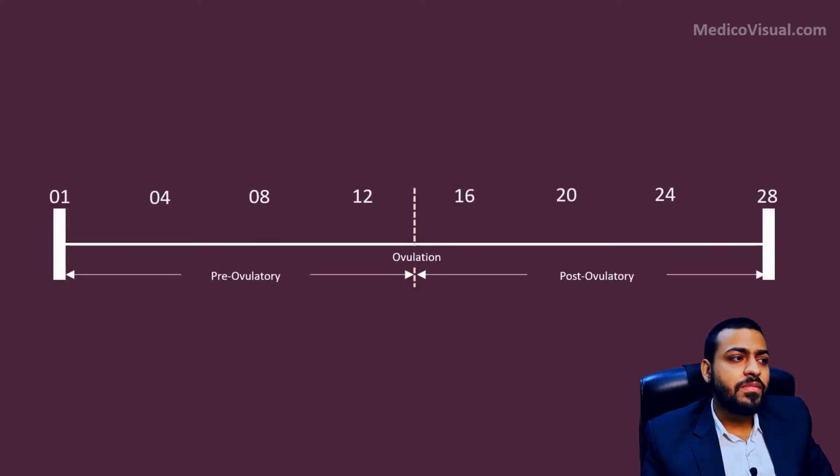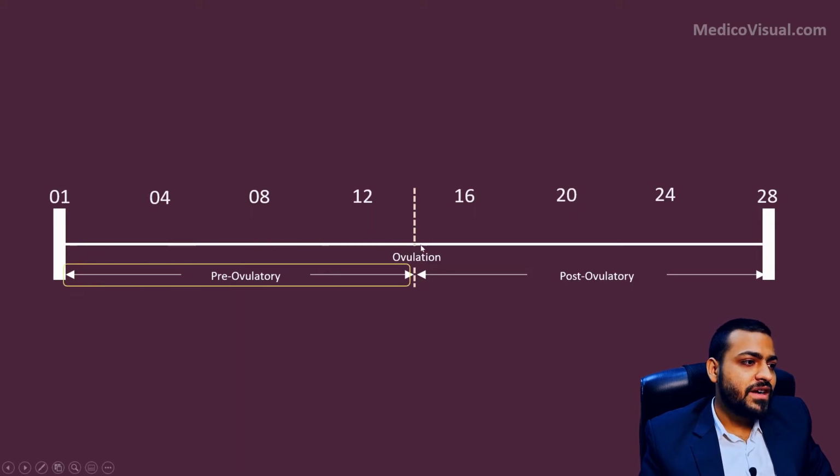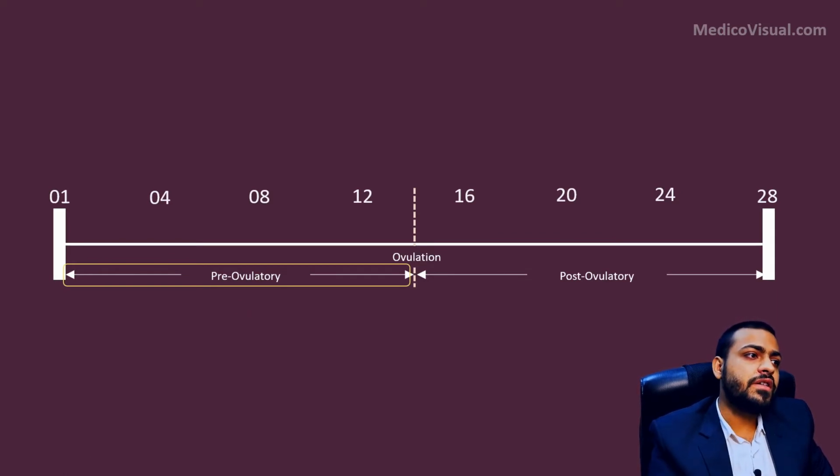After that overview of the female reproductive cycle, now we will discuss what happens in the pre-ovulatory phase, that is, the events that occur before the process of ovulation. So in this lecture we will be discussing the pre-ovulatory phase of the female reproductive cycle.